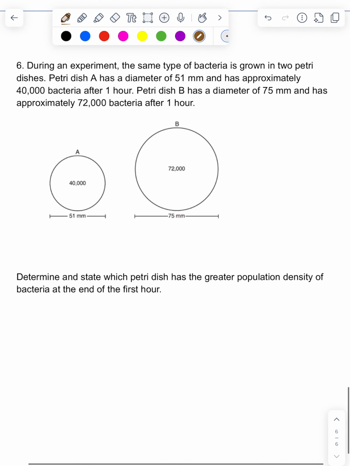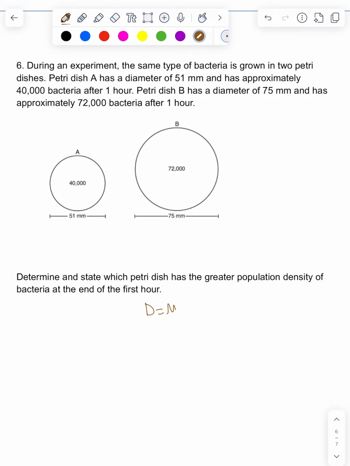Okay, you might want to pause the video and check this one out. So during an experiment, the same type of bacteria is grown in petri dishes, and it gives us the diameter of both of the petri dishes and how many bacteria are there after an hour. And what we need to do is figure out which petri dish had the greater population density.